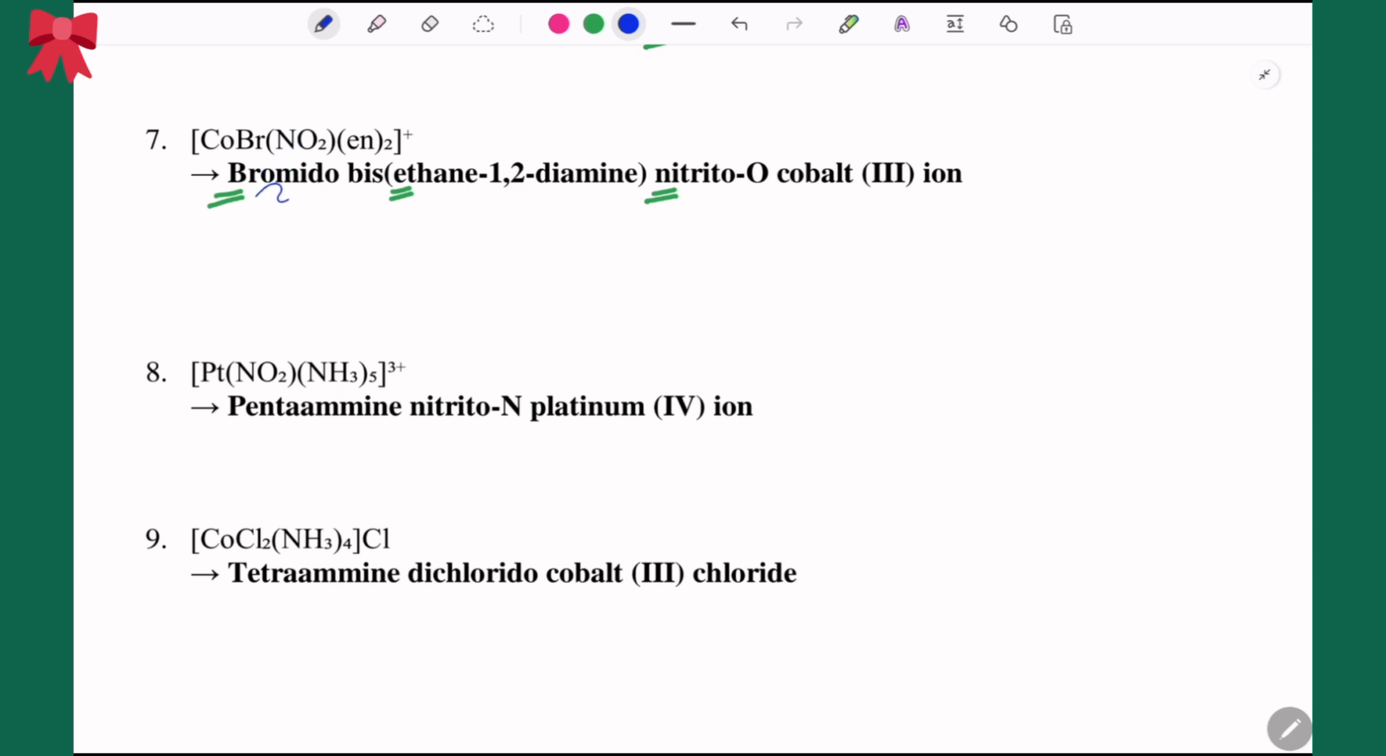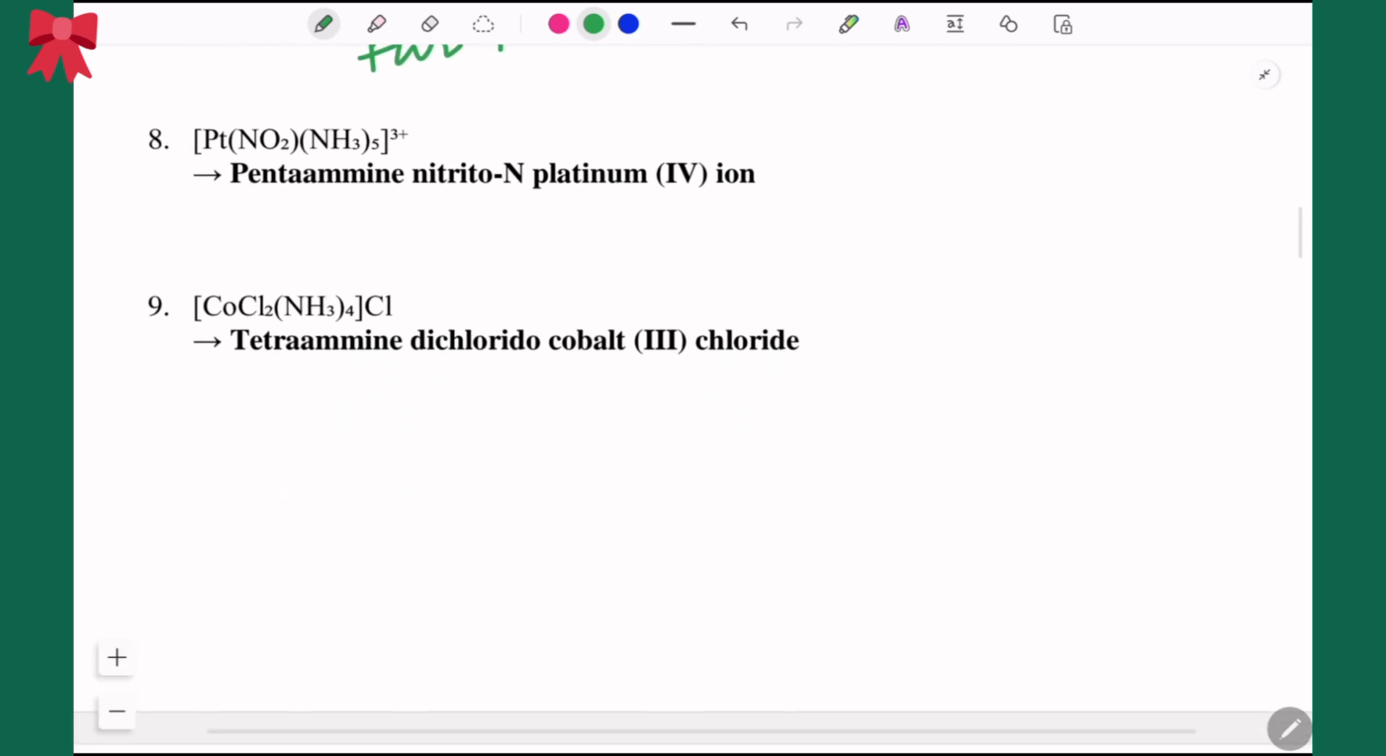So when we start writing the name, the negatively charged ligands will be ending with o, right? So that way, it becomes bromido bis. Why are we writing bis? Because this ethane-1,2-diamine has already got the di prefix in its own name, so to indicate its number we'll have to use bis. Bis indicates 2 times. It's a Greek word, bis means 2 times. So bromidobis(ethane-1,2-diamine)nitrito-O cobalt(III) ion. So we're writing cobalt not as cobaltate but as cobalt because it's in the positive part, and then the ion.